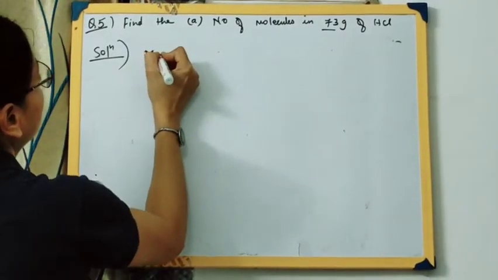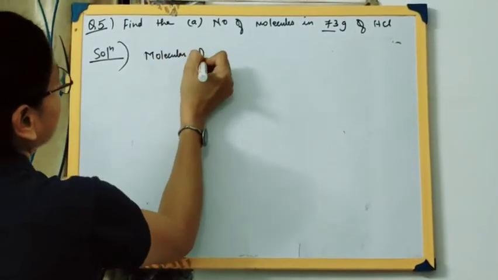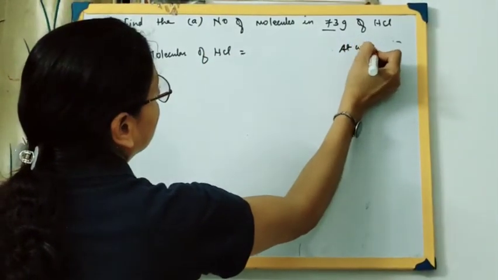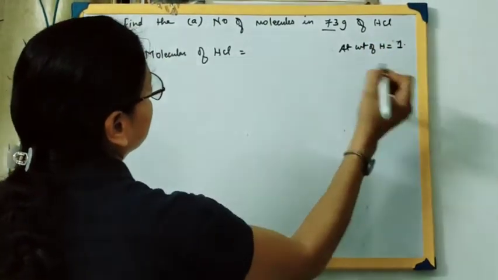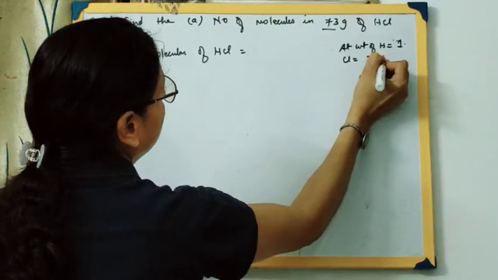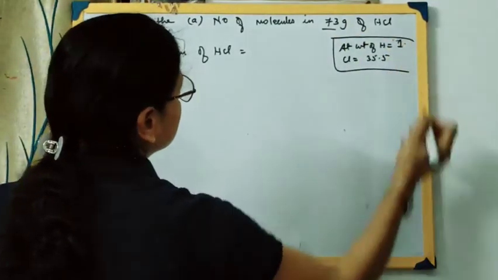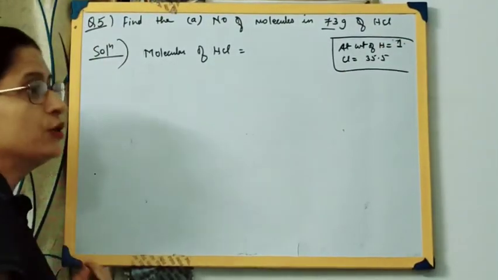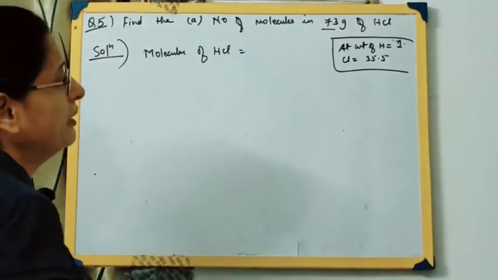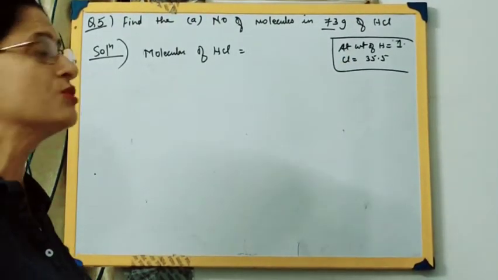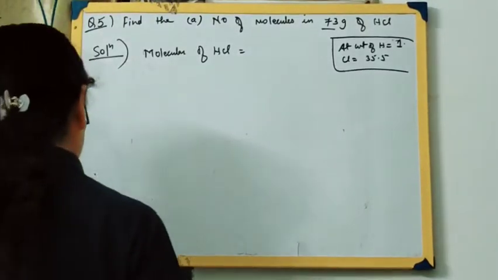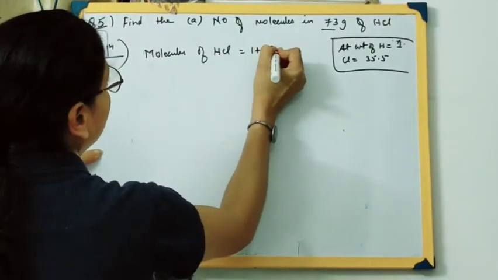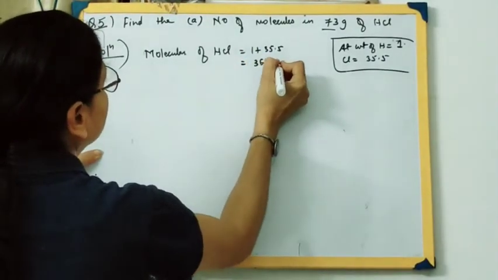So first of all, we'll find out the molecular mass of HCl. As I told you, atomic weight of hydrogen is equal to 1 and chlorine is equal to 35.5. Now these are certain simple atoms whose atomic weight you should be knowing. Sometimes it's given in the question paper, or I would better suggest that you learn these atomic weights, because very common elements are most of the time asked in the question paper. So see that you learn the atomic weights of certain elements. So molecular mass of HCl will be 1 plus 35.5, which equals 36.5 grams.